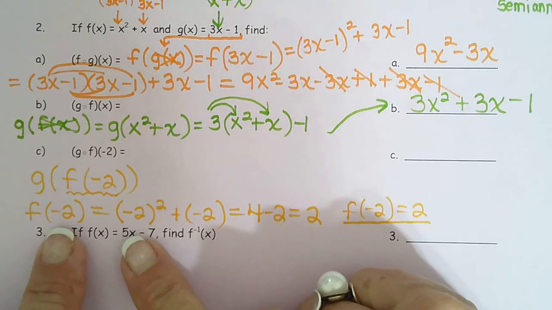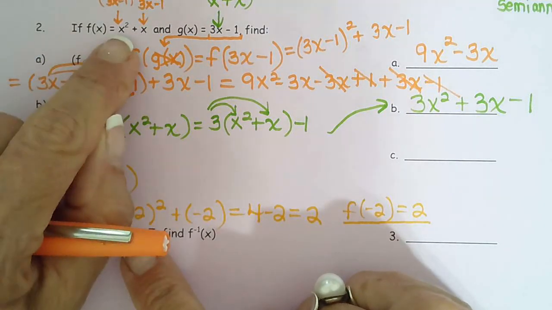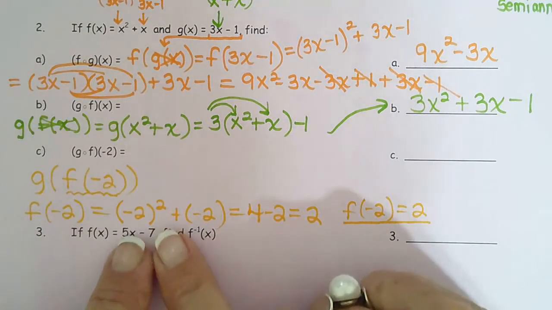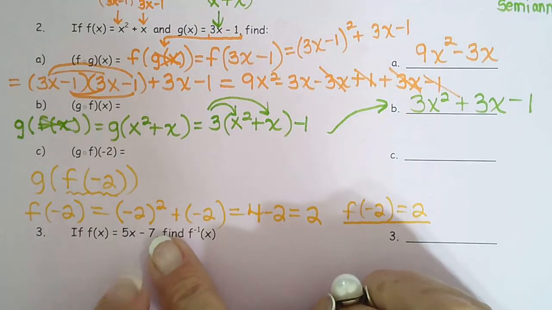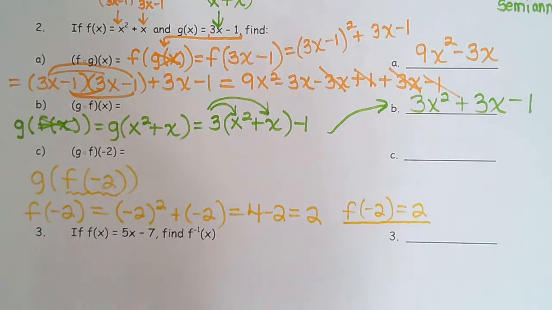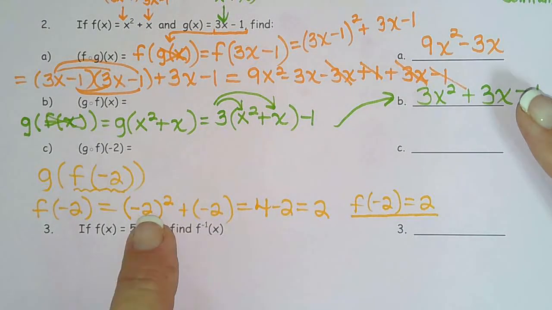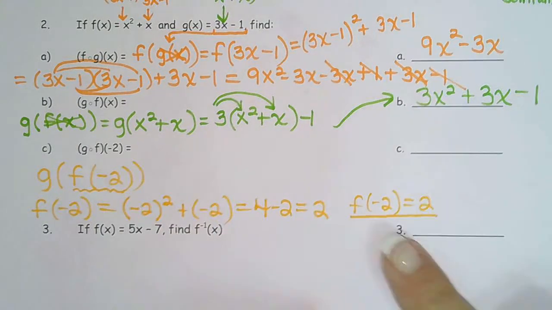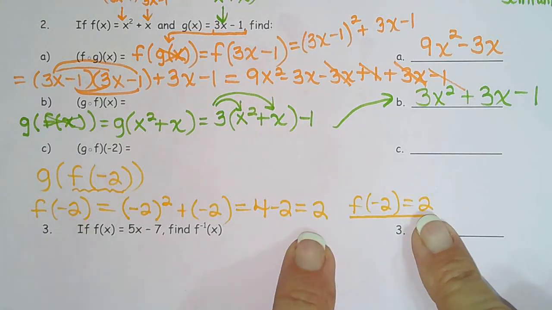So I went down here. Everywhere I saw an x in f, I replaced it with negative 2. And because it was negative, I had to put them both in parentheses. So negative 2 squared plus negative 2. And they are in parentheses, so negative 2 times negative 2 is 4, plus a negative is minus 2. So we found f of negative 2 to be 2.